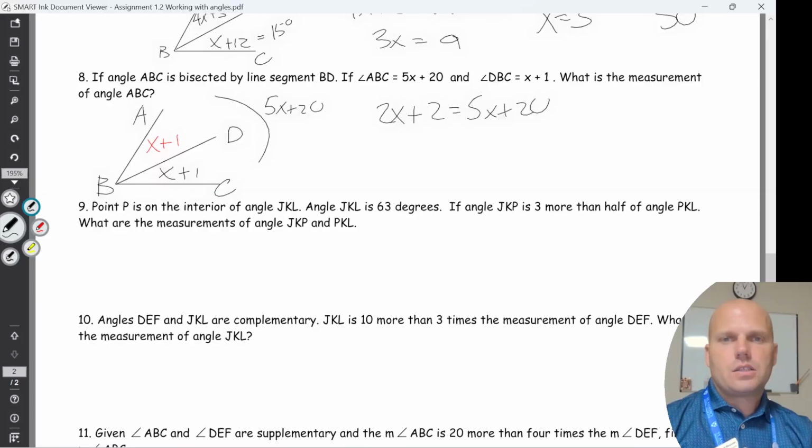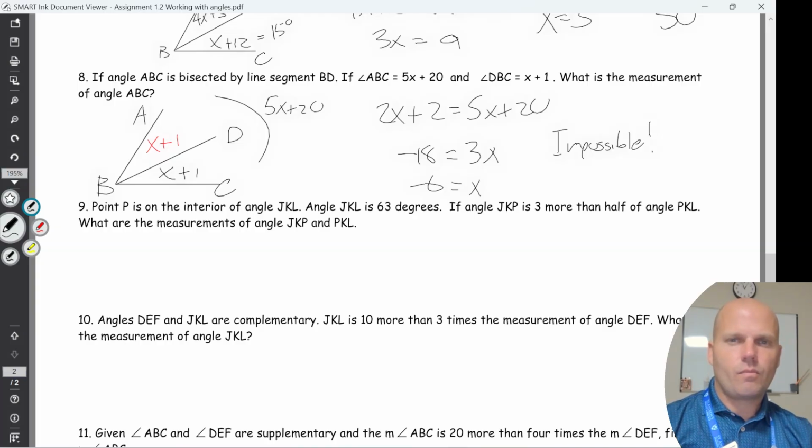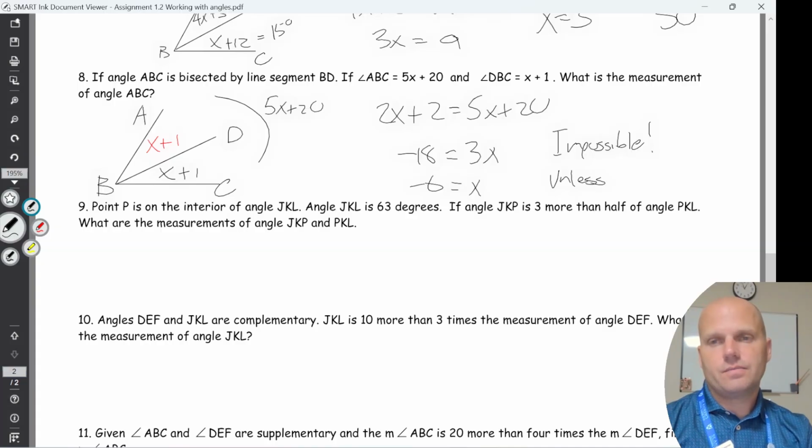And I will subtract. That doesn't work. Should have been minus 20. We'll get a situation that we kind of reference here where it's impossible unless we're considering negative angles, which exist, but we're not going to worry about it.